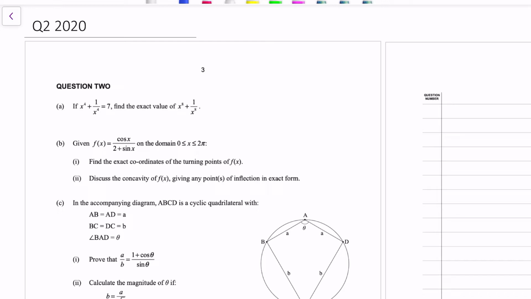2b, we're looking at graph features, turning points and concavity, points of inflection. The function itself is quite a simple quotient, but when we have to differentiate it twice it gets a bit messy. And then the third question is a geometric proof that involves trig identities.